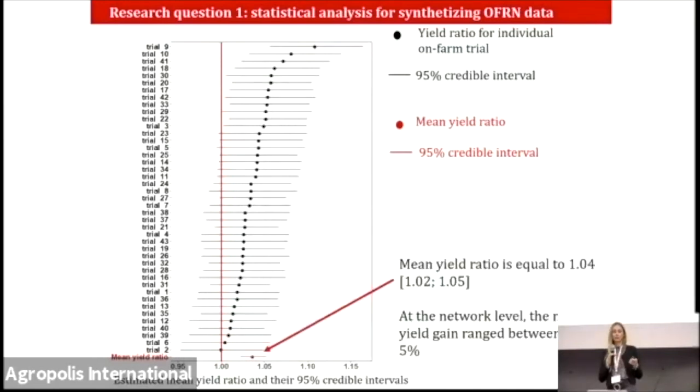And at the bottom in red, we have the mean yield ratio, which is the response at the network level, including all the on-farm trials. So that's why the uncertainty is also smaller. In that case, it ranges between 1.02 and 1.05, which means at the network level, we got a yield gain between 2 and 5%.